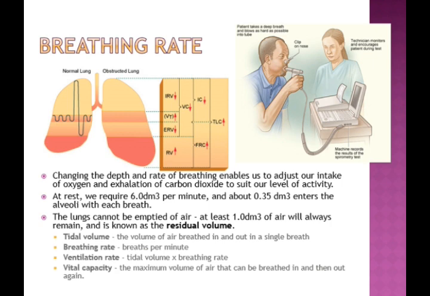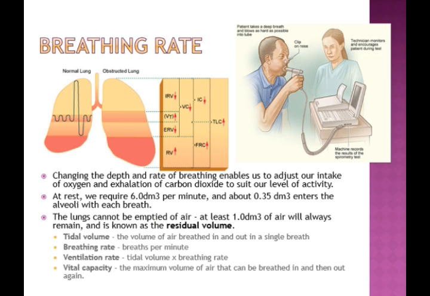The amount of air that you can breathe in and out is called the tidal volume. Usually for tidal volume, it's like a tide, in and out, in and out. And how fast you can breathe is called your breathing rate. And how much volume of air you can breathe per minute is called the ventilation rate: tidal volume multiplied by breathing rate.